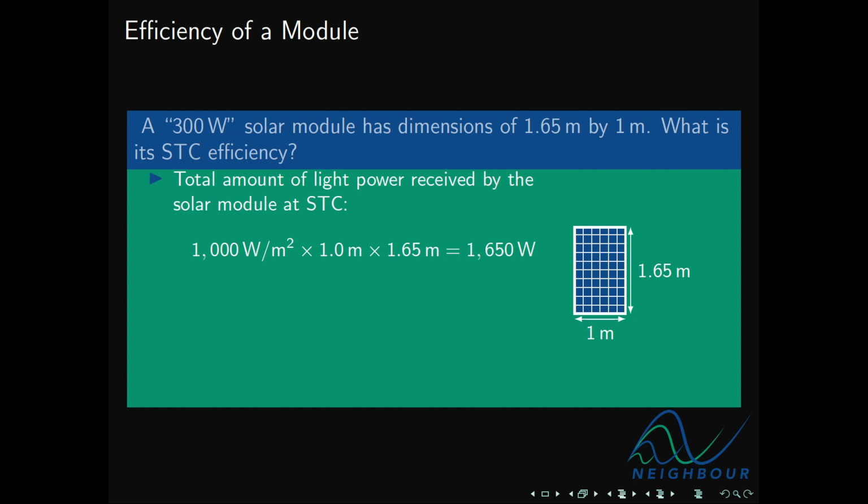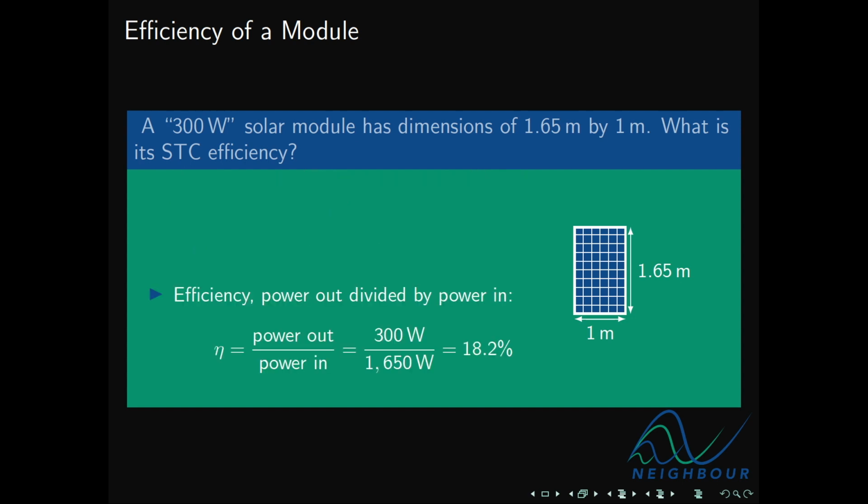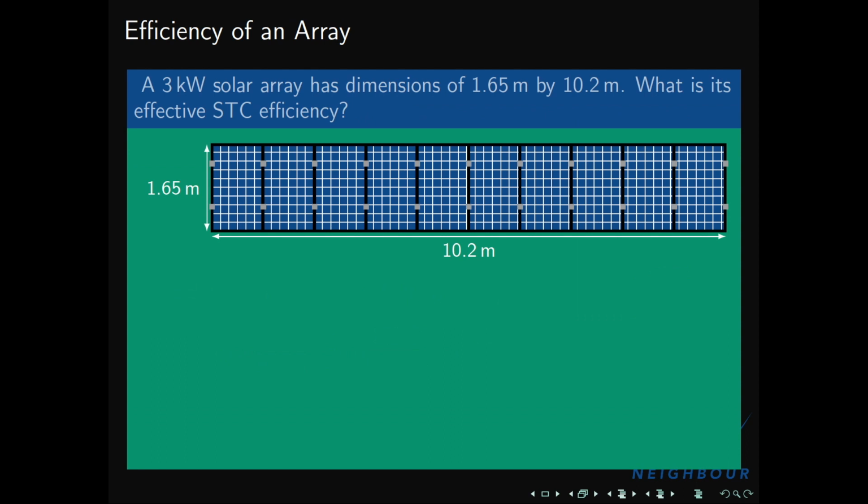We have a 300 watt module with these nominal dimensions for a 60 cell module, and we want to calculate its STC efficiency. Well, we already know its output at STC, that's 300 watts. Its input is 1650. Dividing those two, we get 18.2%. Much easier than Googling the datasheet.